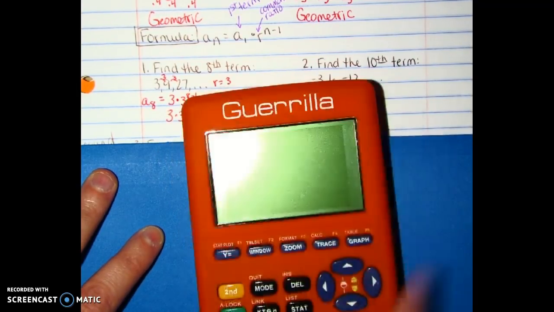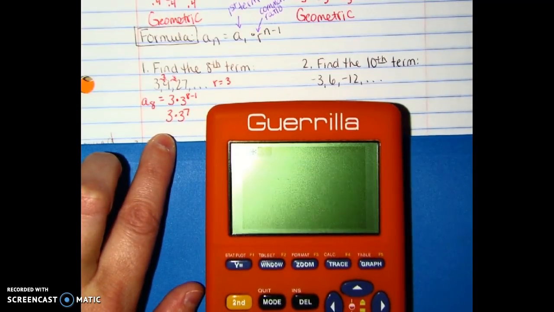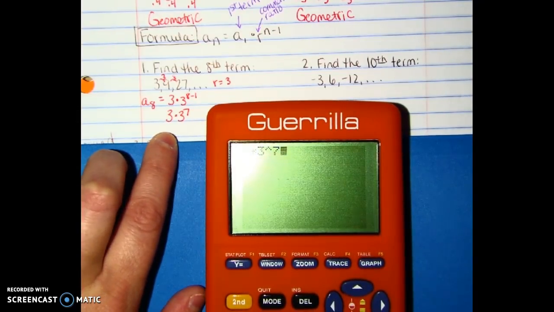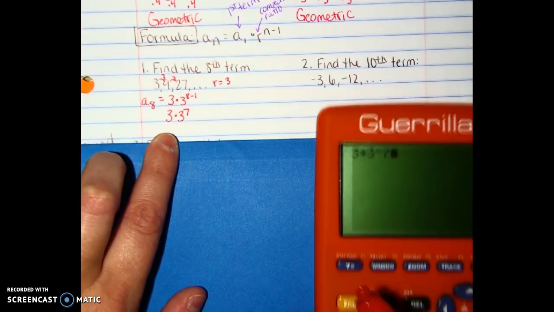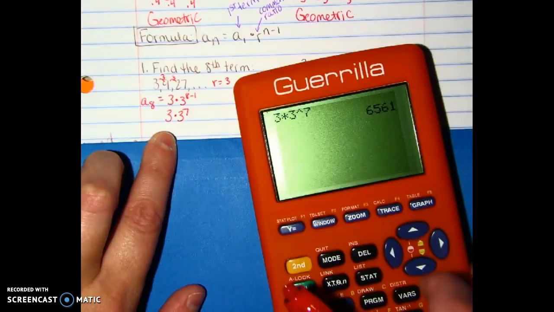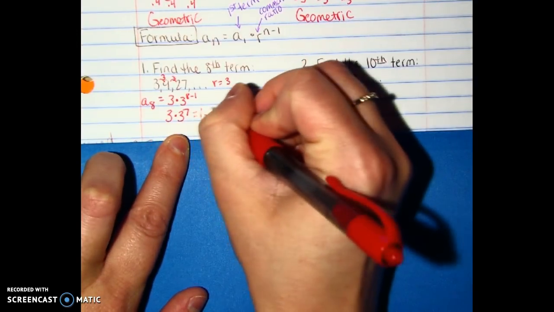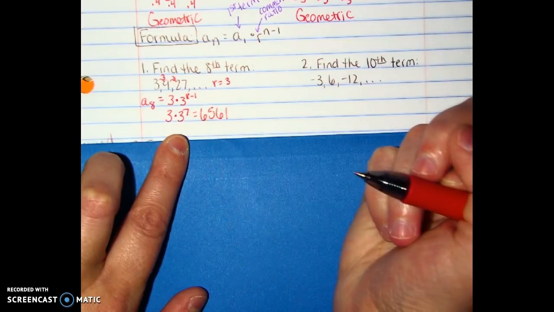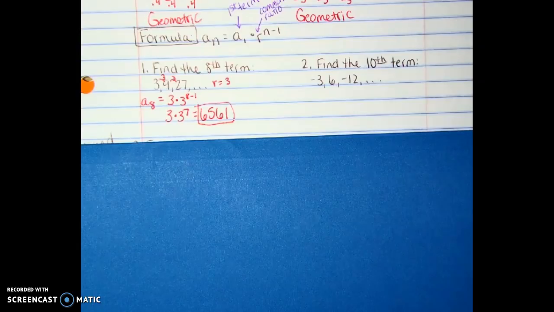On your calculator, you can type it in just like this, 3 times 3 to the 7th. Do not do 3 times 3, enter, and then to the 7th power. You've got to do order of operations, where you do exponents first. So it should look something like that. And that is 6,561. You're going to get larger numbers for this one. For all the geometric ones, you're going to get fairly large numbers because you're multiplying each time.